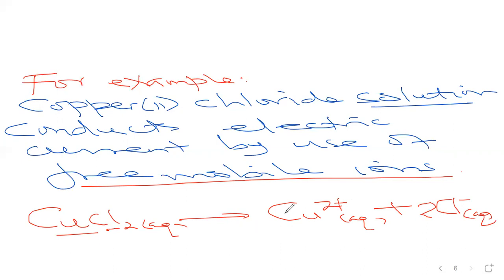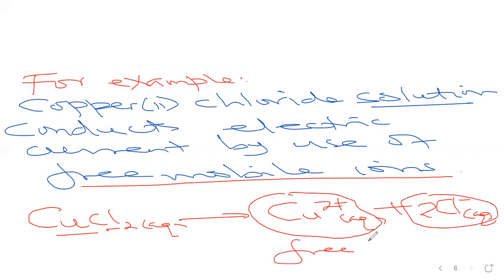So that's the equation. Now these ions are free mobile in solution. They are free to move. Free to do what? Free to move in solution. So that's why you call them free mobile ions that do conduct electricity for electrolytes. So copper 2 chloride conducts electricity in solution.